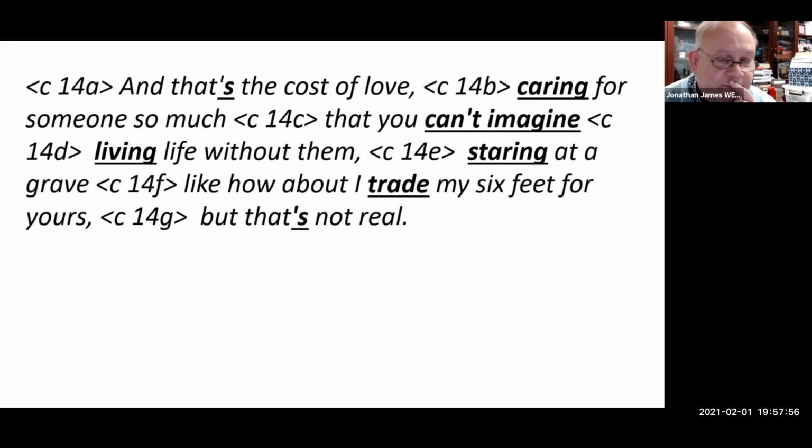We're almost done. 14, and that's the cost of love. 14B, ing verb, dependent clause, caring for someone so much that you can't imagine living life without them, staring at the grave, like, how about I trade my 6 feet for yours, but that's not real. So it's one clause after another.